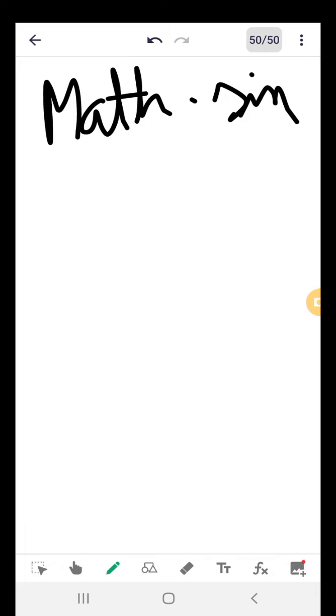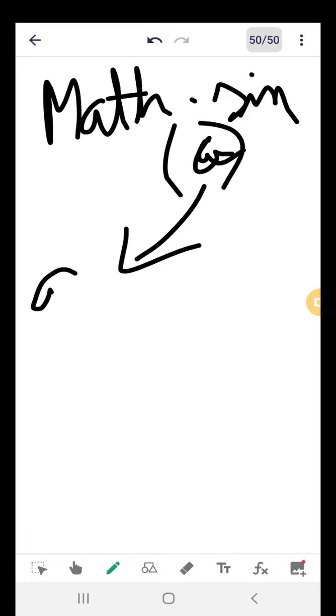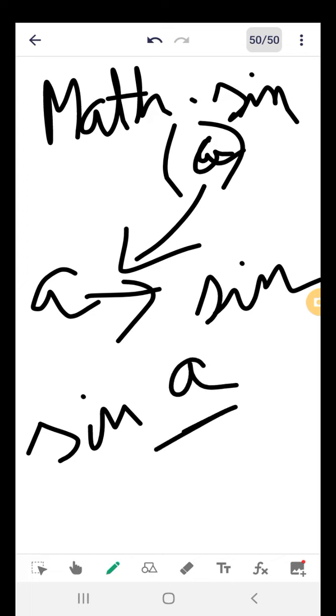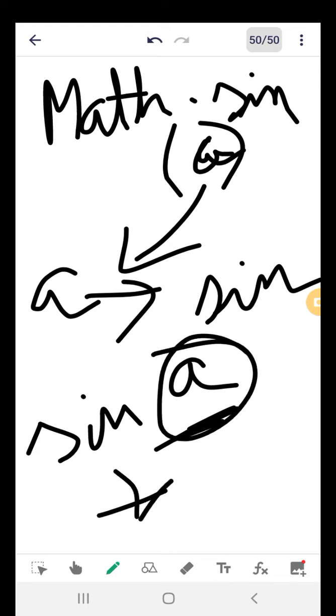Math.sin(a), if it is there, it will just find the sine of a. Trigonometric functions are there. Sine of a is not given in degrees, it is given in radians. You have to convert degrees to radians, and then enter that, and then the sine value will be given to you.